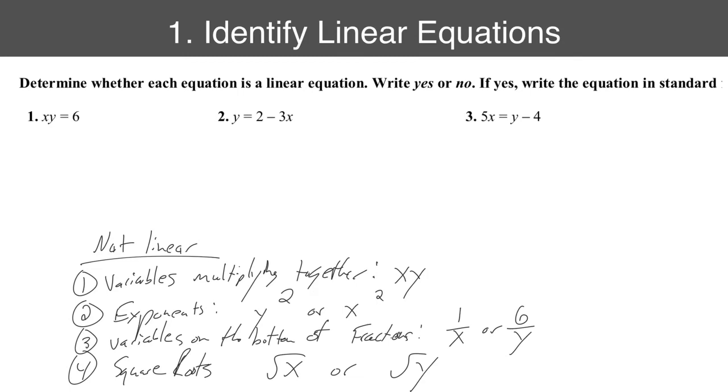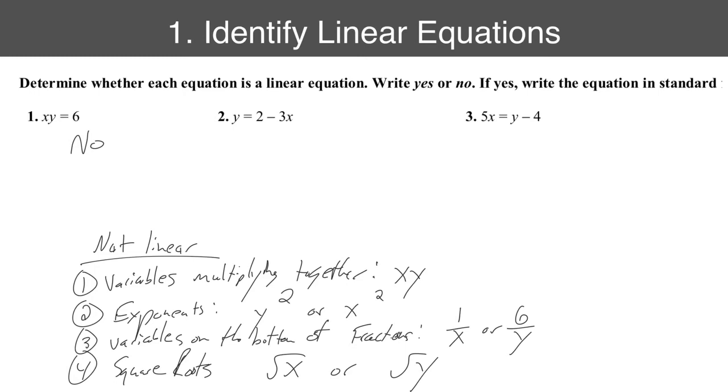First we have x, y equals 6. So right here off the bat you see x, y. Well, that's 2 variables being multiplied together, so the answer would be no, it's not linear. And then you just stop. There's nothing else to do. But on 2 and 3, you'll notice we don't see any of those special things. So since they're linear, we need to now put them in standard form.